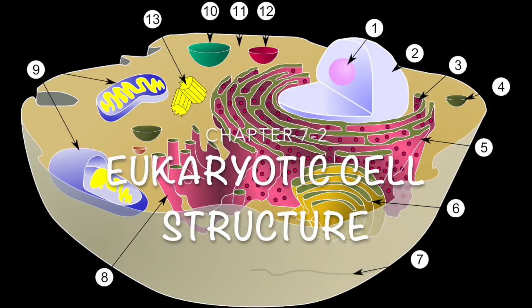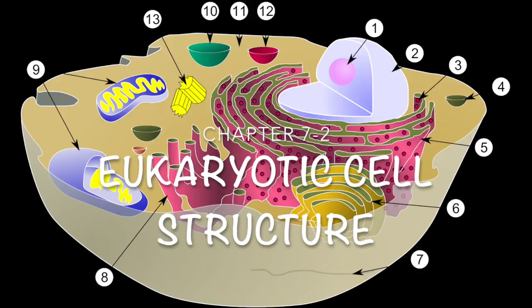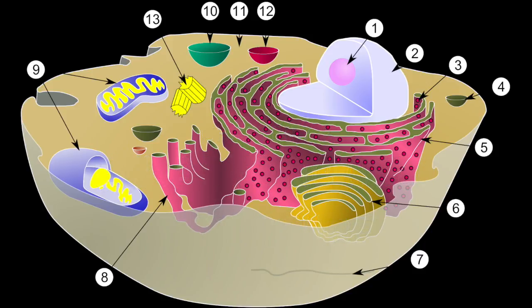Chapter 7, Section 2, Eukaryotic Cell Structure. At first glance, a factory is a puzzling place. A bewildering variety of machines buzz and clatter, people move quickly in different directions, and the sheer diversity of so much activity can be confusing. However, if you take your time and watch carefully, before long you will begin to identify patterns. What might at first have seemed like chaos suddenly begins to make sense.